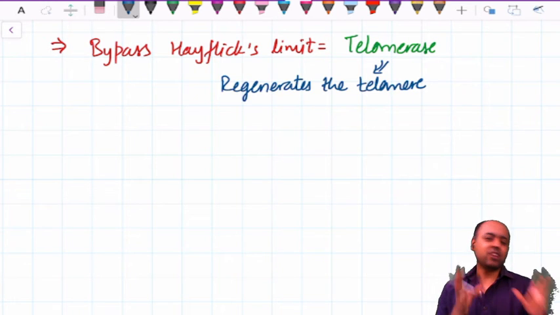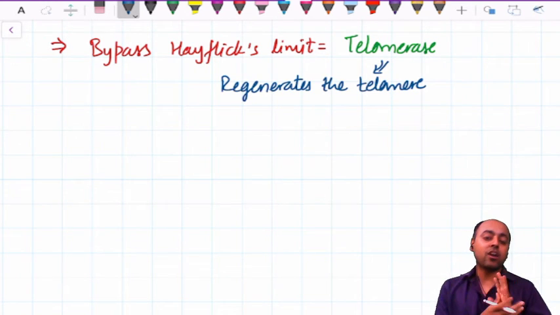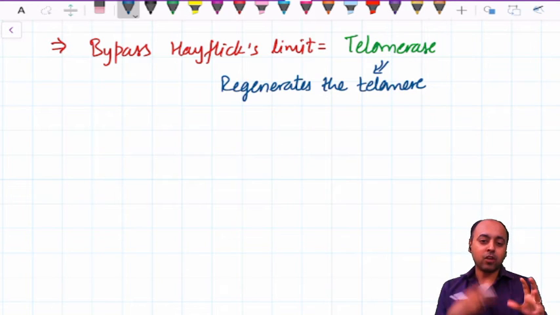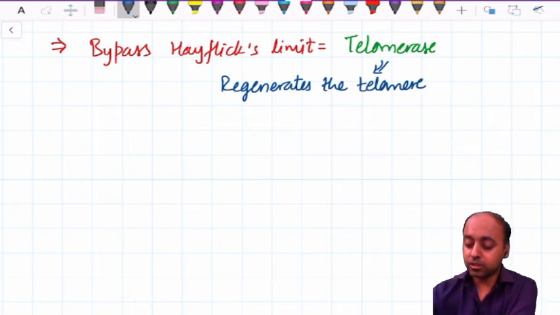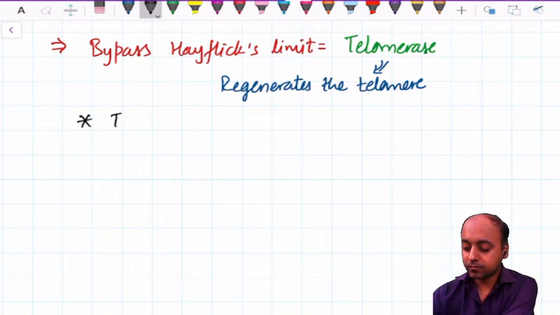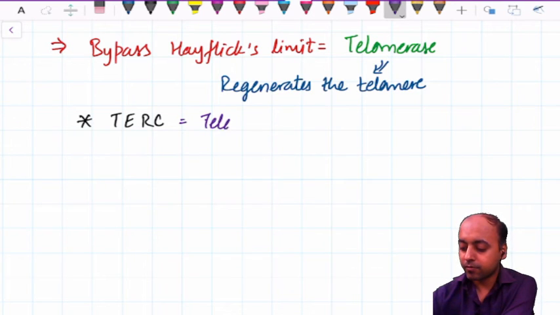Now telomerase is a very big complex. It contains a large number of RNA and proteins, but out of that whole complex there are two components which you must know. The telomerase two important components are what is known as TERC. TERC stands for telomerase RNA copy.